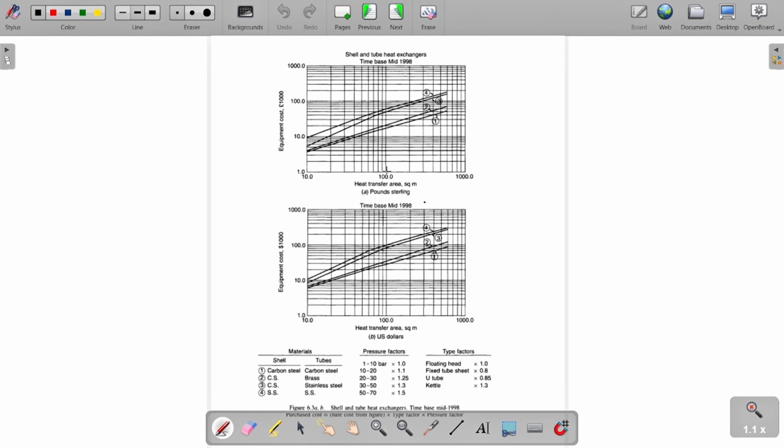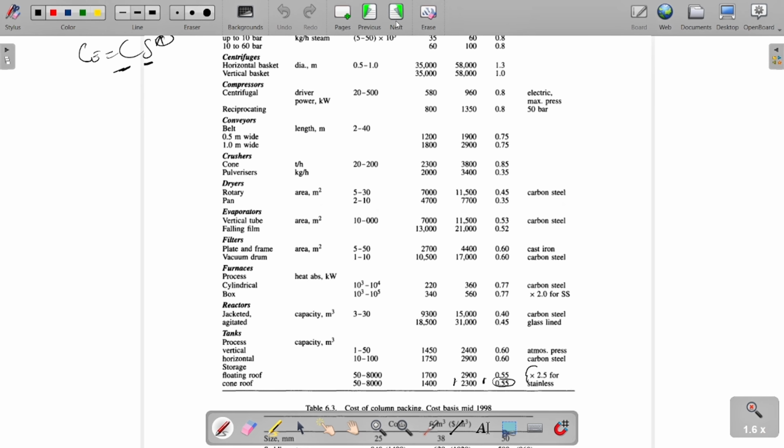Then this is for the heat transfer, the heat exchangers. You need the area in connection with the type of material used in construction. If you read over here, it's the bare cost. If you multiply by the pressure factor and the type factors, that gives you the purchase cost of the equipment itself.